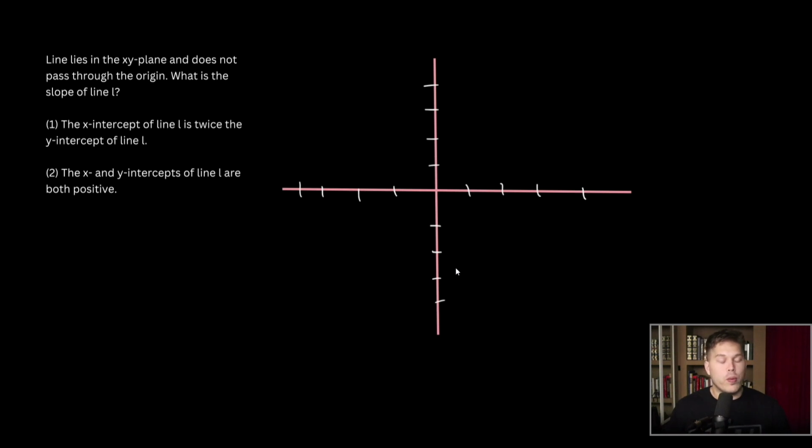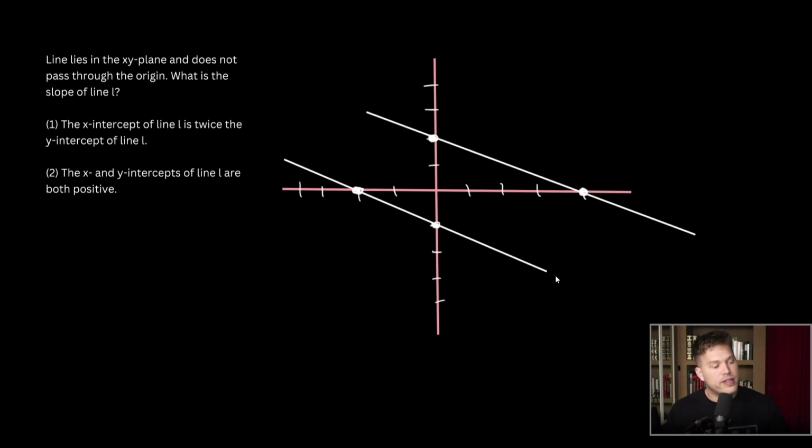In statement 1, we're told that the x-intercept of line L is twice the y-intercept. So if our x-intercept was 4, then our y-intercept would be 2. Or what if we had some negative values? What if our x-intercept was -2, then our y-intercept would be -1, as again, the x-intercept is twice the y-intercept. So let's draw in these lines and see what we have here.